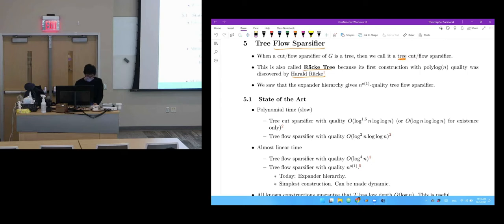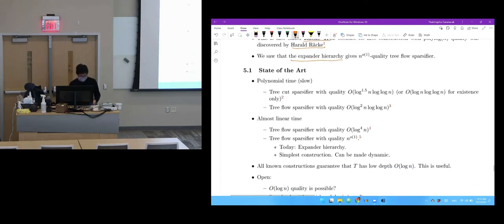So what we just saw is that this expander hierarchy is conceptually very simple, right? You compute a bounded-degree expander decomposition, contract, and keep doing this. Then you can get a tree flow specifier.